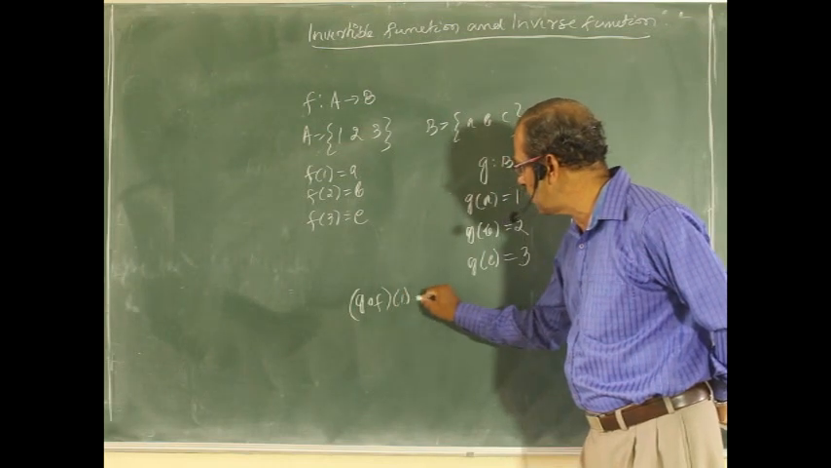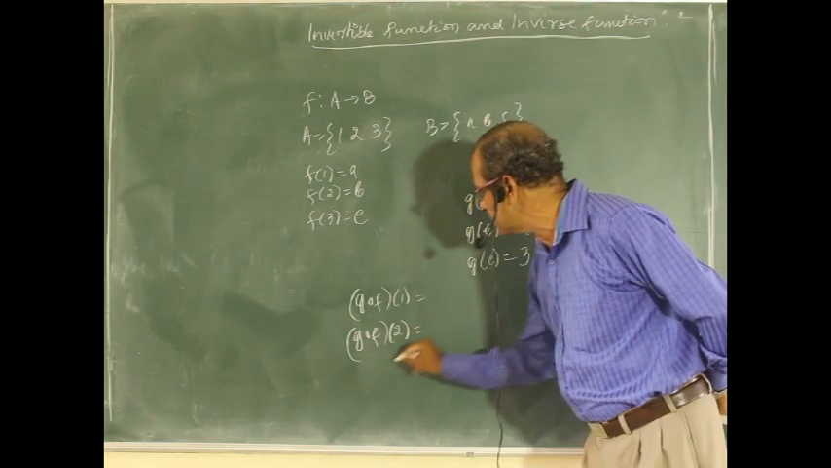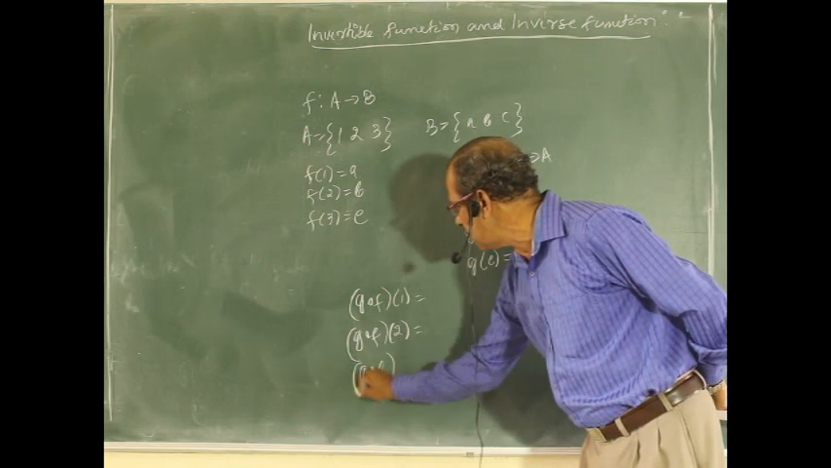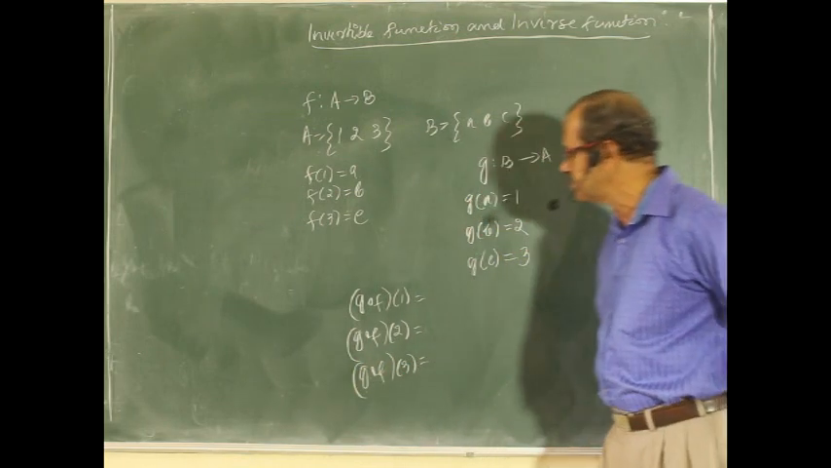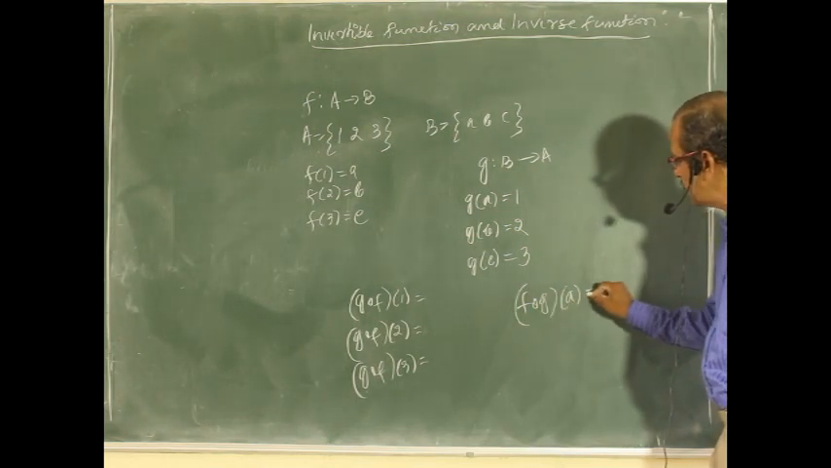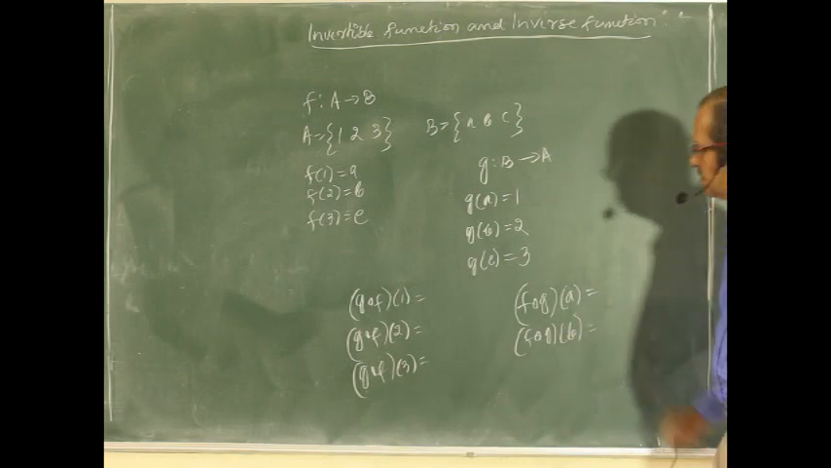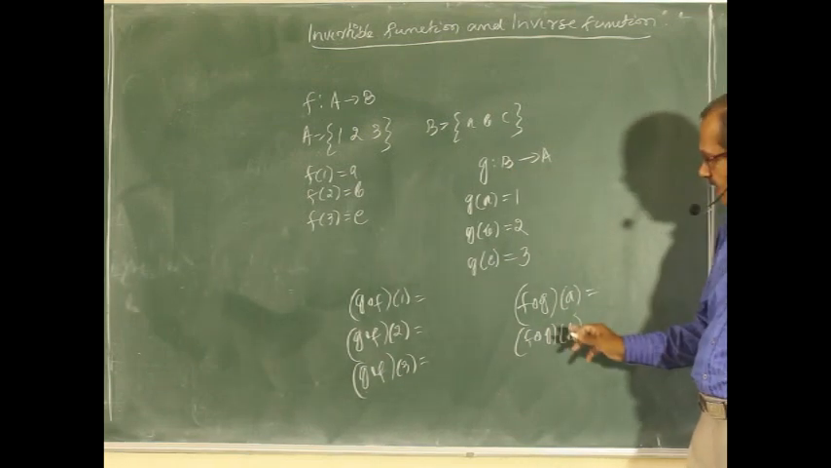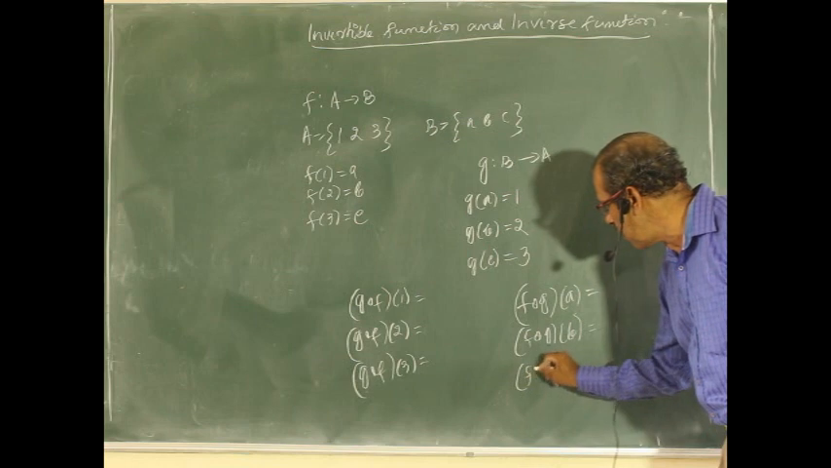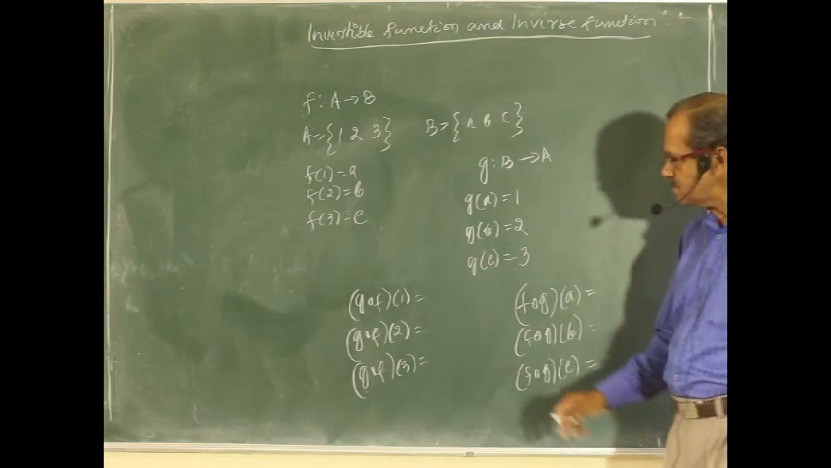of 1 is how much? G composite f of 2 is how much? G composite f of 3 equal to how much? Similarly, f composite g of a equal to how much? F composite g of b, because it is defined from B to A. Therefore, f composite g of c equal to how much?